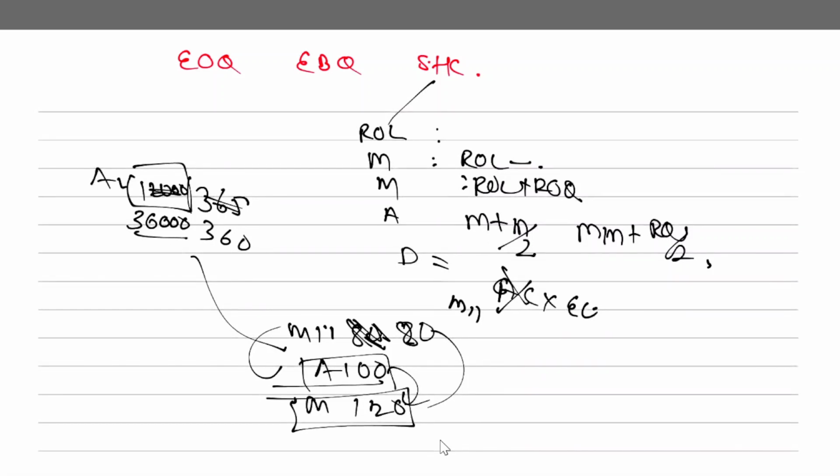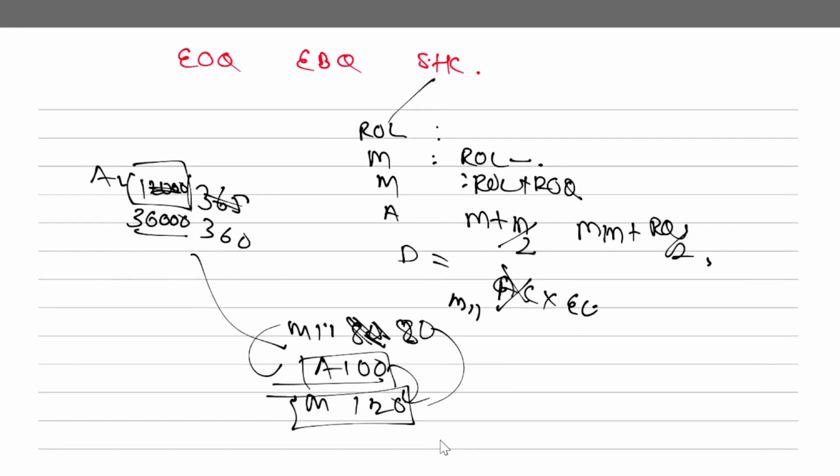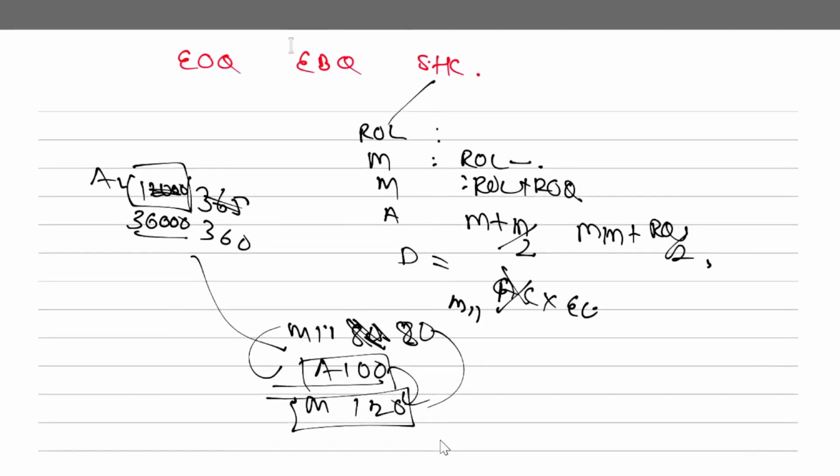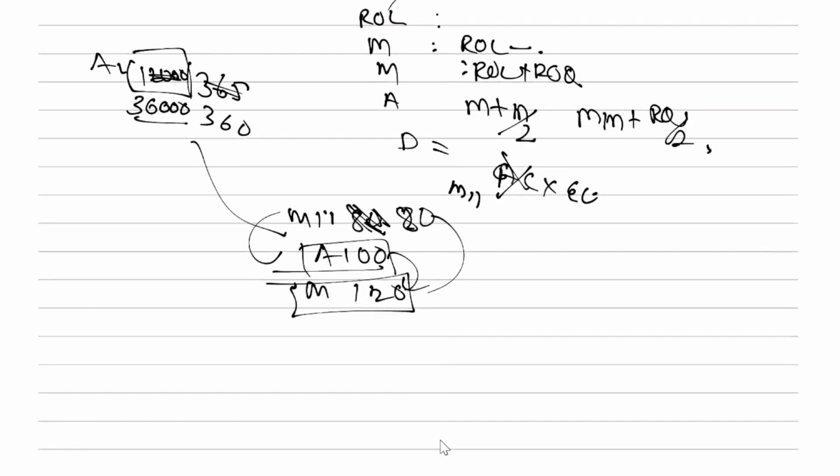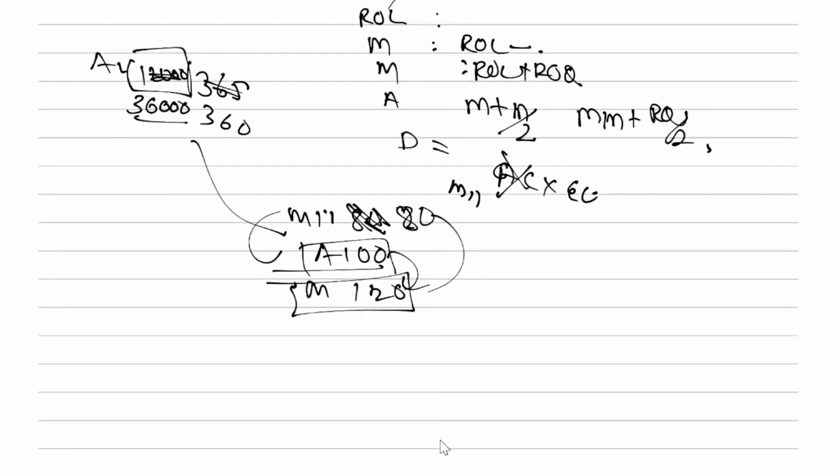Okay, 3 things we are done with: EOQ, EBQ, stock levels. After stock levels, what's there in the question? Inventory turnover ratio. Turnover again, just now it was done, of what? Labour. That had movement, and here also there will be movement.